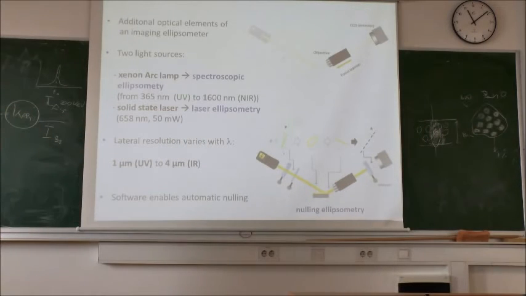So the imaging ellipsometer is actually the combination of ellipsometry and microscopy, because in contrast to conventional ellipsometers, it contains an objective and a spatially resolving camera. The objective images the illuminated area of the sample onto the camera, and as a consequence, the areas that have different optical properties cause different signals in the camera image.